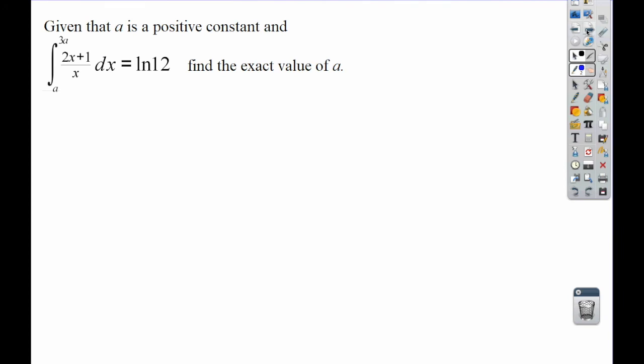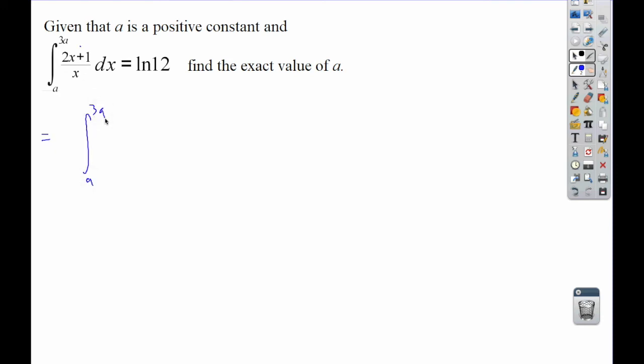So this is a bit of a wordy one, or as wordy as it gets with simple integration. Given that a is a positive constant and the integral with limits from x equals a to 3a of 2x plus 1 over x dx is equal to the natural log of 12, find the exact value of a. Right, well, let's just rewrite the integral first of all. So limits of a and 3a.